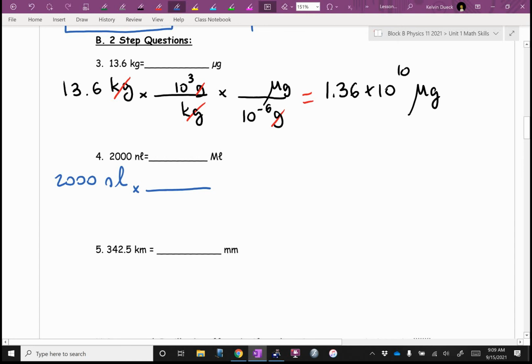What's going to go in the bottom? Nanoliters, because I want the NLs to cancel. On the top is going to go just plain old liters, except this is not a 1. I need to bring in my conversion factor. Nano, 10 to the what? 10 to the negative 9. Where is the 10 to the negative 9 going to go? Not where the nano is, where the nano is not.